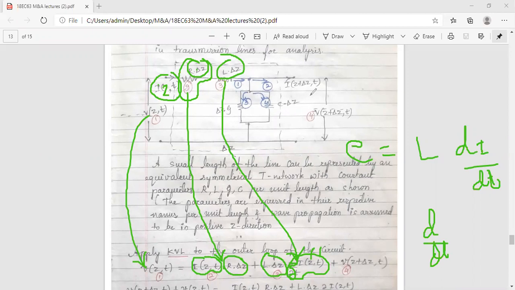And the fourth one, the voltage across the load at the end, okay? This. So these are the 4 parameters, 1, 2, 3, 4, I have numbered it. So applying a KVL to this outer loop of the circuit, so we will get this.